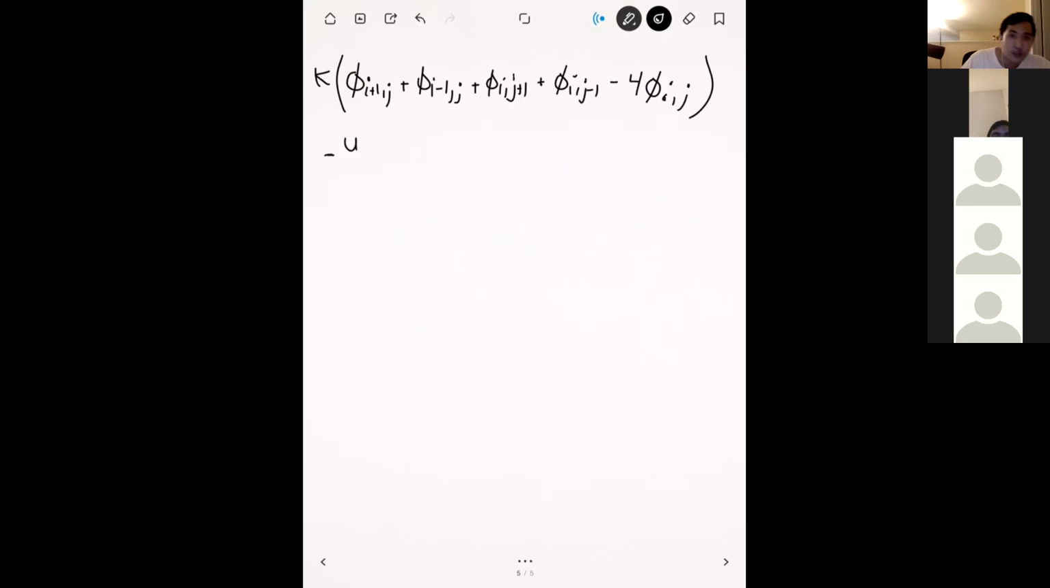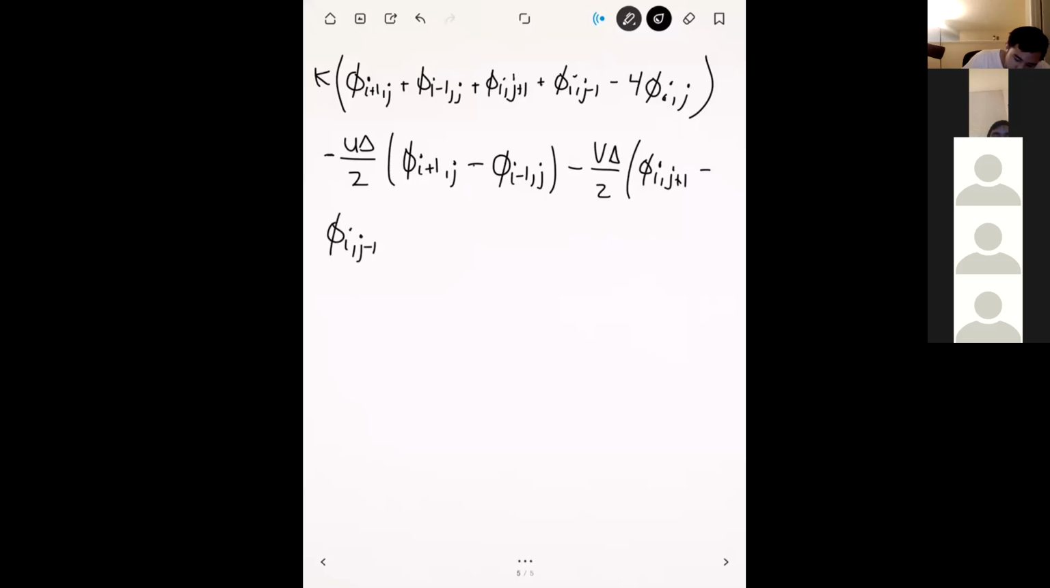Our first convection term is going to be u times delta divided by 2, and then we have our phi terms in here. So this is phi i plus 1 comma j minus phi i minus 1 comma j, minus v delta divided by 2, and then we have our y difference terms, phi i j plus 1 minus phi i j minus 1. All of these are on the left-hand side, so all this is going to go into our left-hand side matrix. And on the right-hand side, we have q i comma j times delta squared.